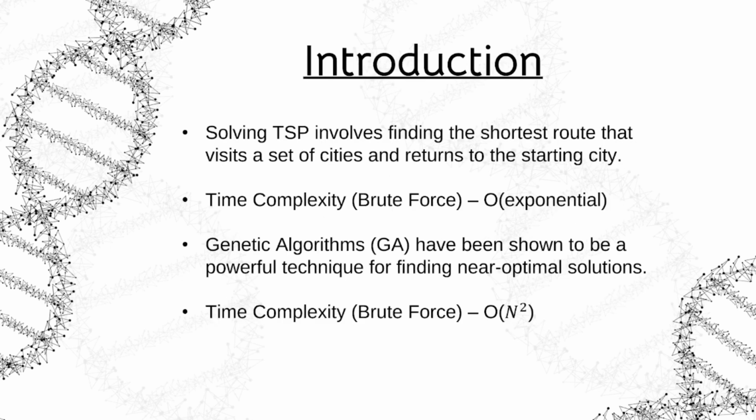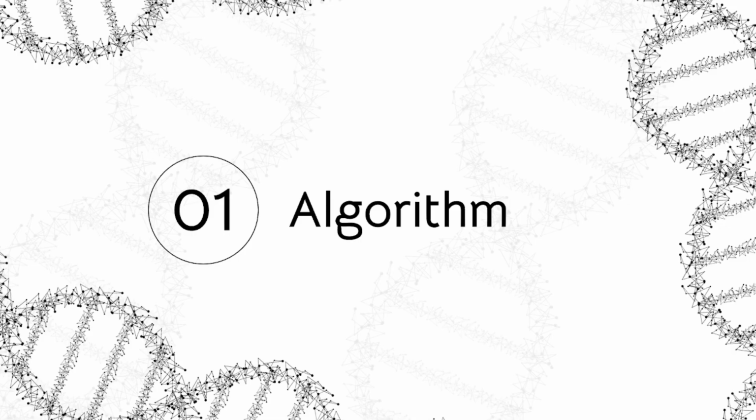TSP involves finding the shortest route that visits a set of cities and returns to the starting city. However, the time complexity of solving TSP using brute force is exponential, which makes it computationally expensive for larger problem sizes. Genetic algorithms have been shown to be a powerful technique for finding near optimal solutions of TSP, with a much lower time complexity of big O of n squared. Now let's see the algorithm.